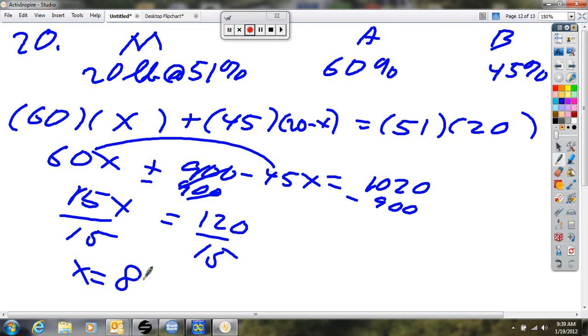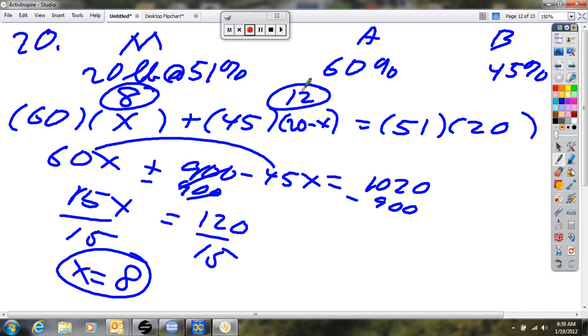Now, that's one of my answers. Is that my whole answer? No. And what I do a lot of times is this. X is 8, right? So this is 8, correct? If this one is 8, and I need 20 over there, what's this one? This one is 12. And those are my two answers. Question?